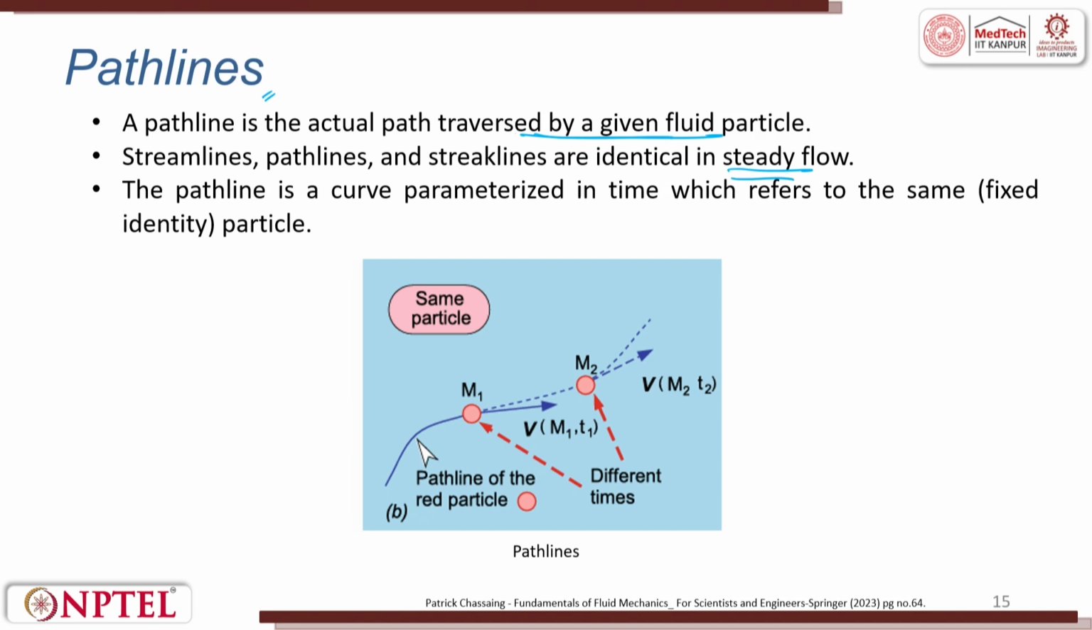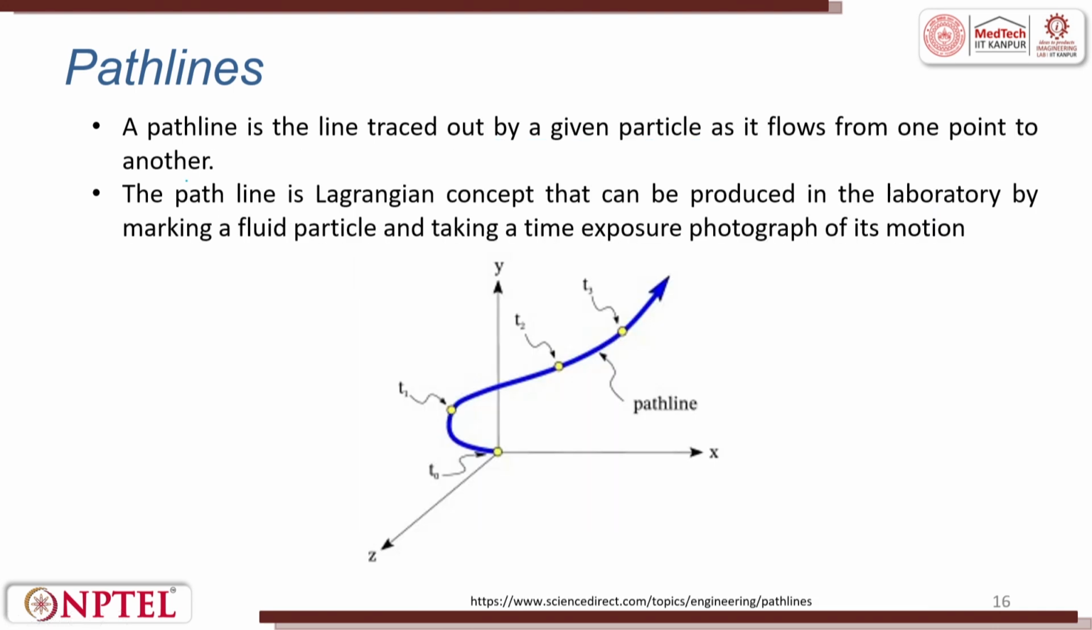The path line is a curve parameterized in time which refers to the same particle. So, this is the same particle, m1, m2. These are the velocity vectors at given m1 and m2, times t1 and t2. So, this is the path line and this is a different time. A path line is a line traced out by a given particle as it flows from one point to another. So, this is the line which is traced.